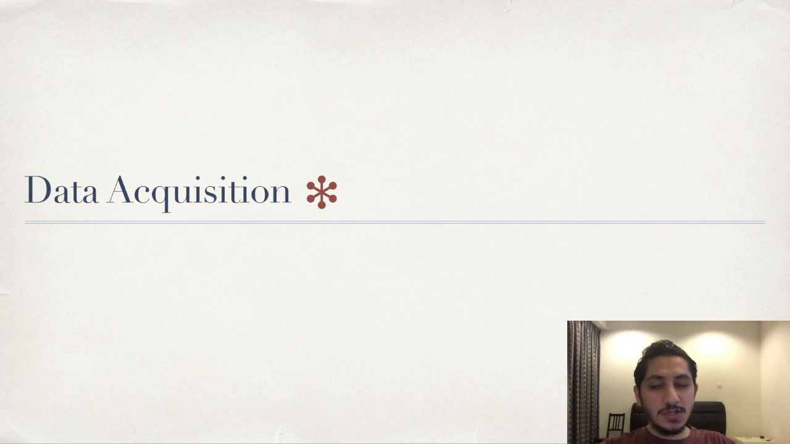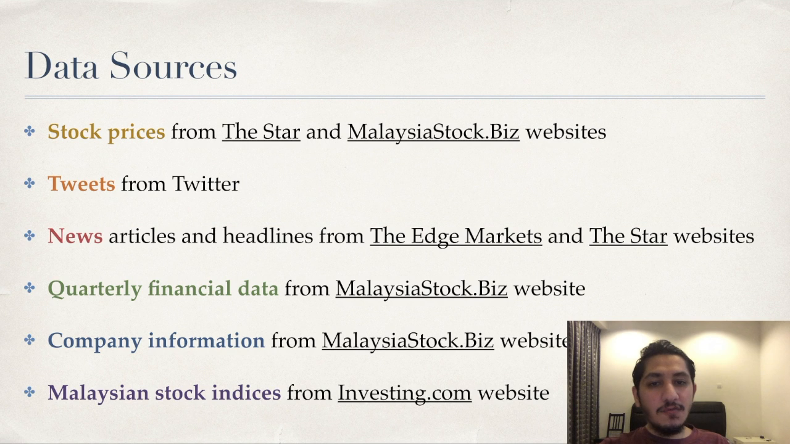We start with data acquisition. We acquire data from multiple sources in order to have multiple views about the problem that we are trying to solve. So we crawled stock prices from the Star website and from Malaysia stock.biz website. We crawled tweets from Twitter. We crawled news articles and headlines from the Edge markets and from the Star websites. We crawled quarterly financial data from Malaysia stock.biz website. We crawled company information from Malaysia stock.biz website. And finally, we crawled Malaysian stock indices from investing.com website.